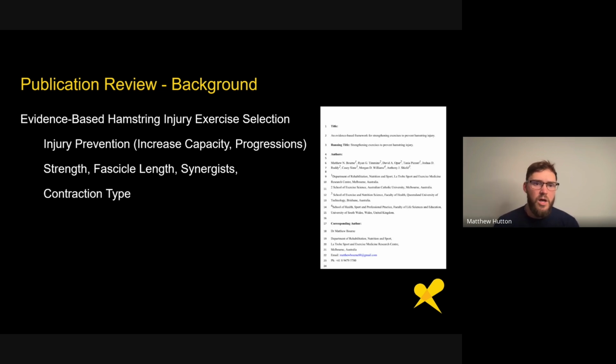So the general background or the overview of the paper, it was an evidence-based approach for selecting exercises that prevent hamstring injury. And so they went through a million different variables and kind of teased out which were the most important and which exercises adhere to the most important.